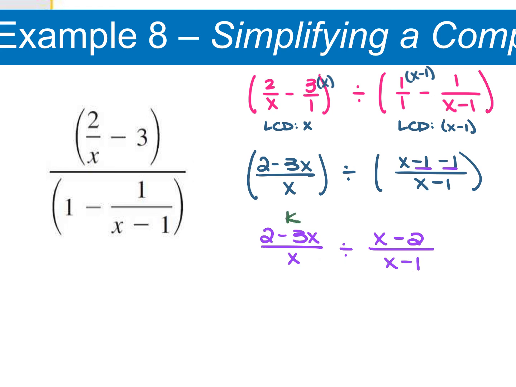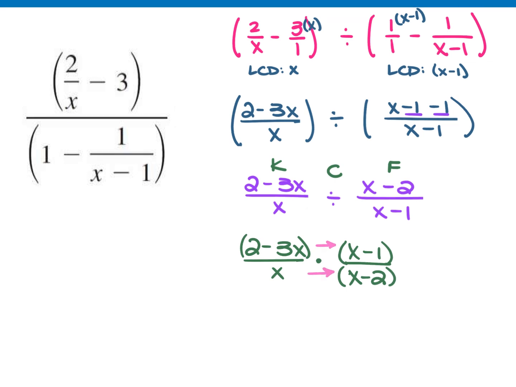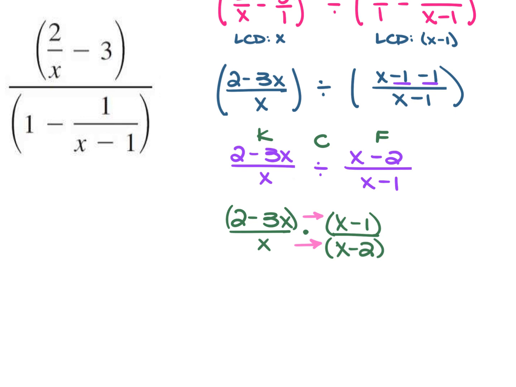We're going to keep, change, and flip from here. So that's going to give us 2 minus 3x over x times x minus 1 over x minus 2. I'm going to put parentheses around anything that I have that is more than just one term in the numerator or the denominator. That way when I multiply straight across, I keep them in parentheses. So this is going to give us 2 minus 3x times x minus 1 over x times x minus 2.